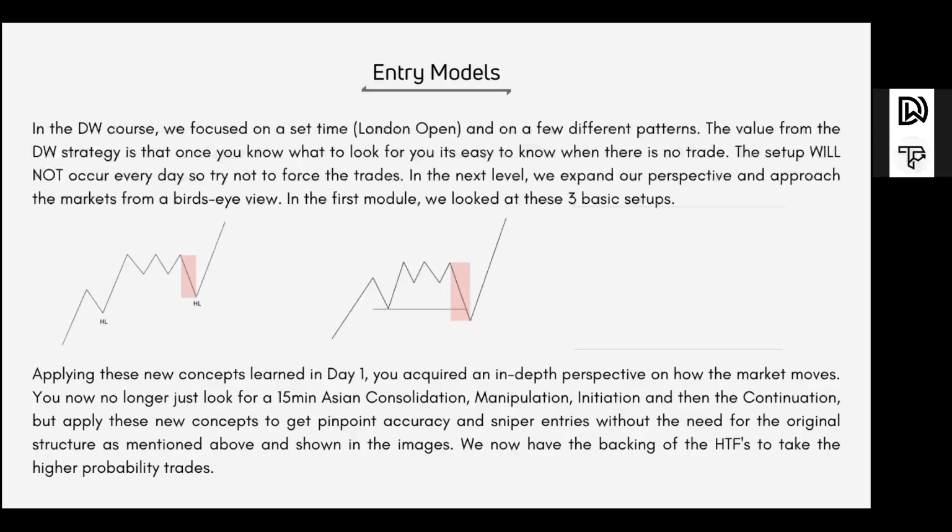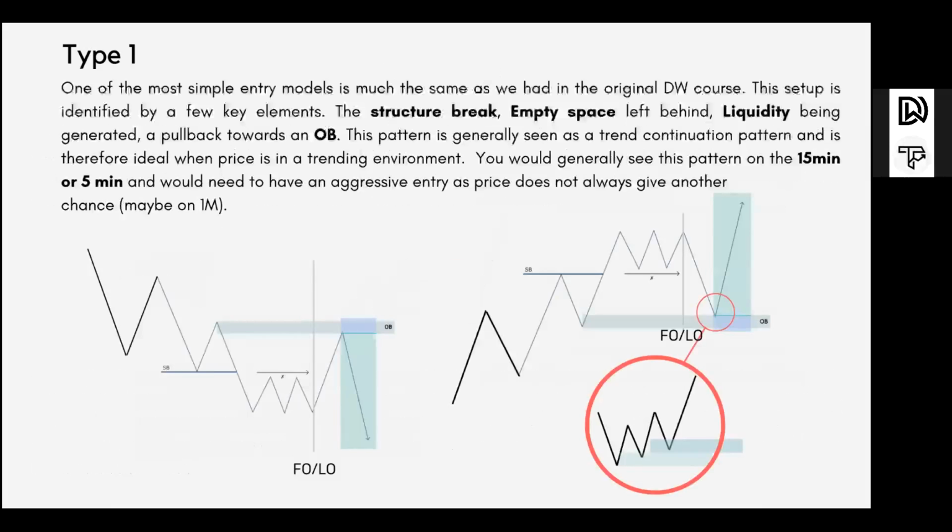So basically, we had the three patterns that we discussed in the framework section of the original DW course. But now we're diving deeper into it, expanding on it, and dissecting it more, and we use the higher time frames, points of interest, areas and strike zones and places to get better precision and better accuracy on our trades. So the first one, it looks familiar, type 1.